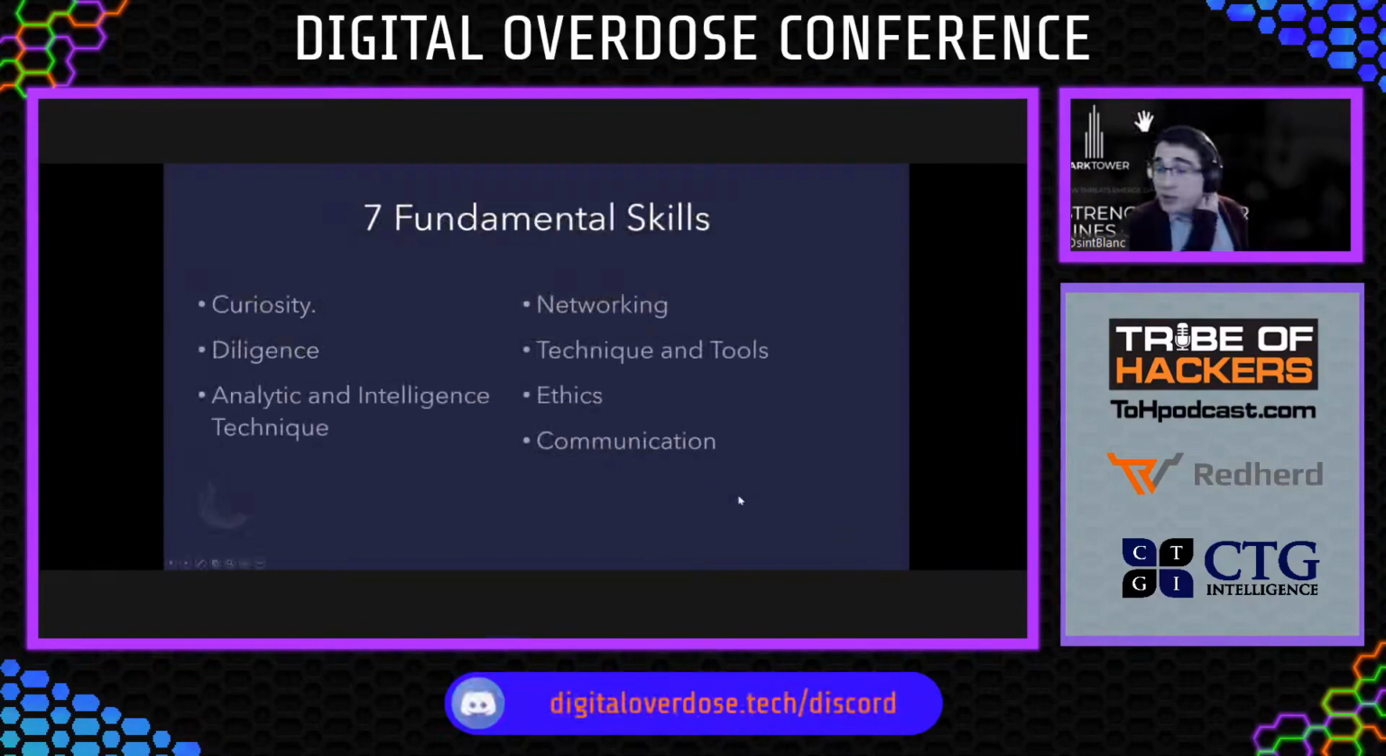All right, so the seven fundamental skills that I came up with as I thought about this are curiosity, diligence, analytic and intelligence technique, networking, technique and tools, ethics, and communication.